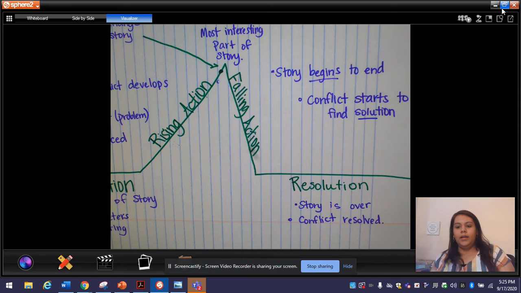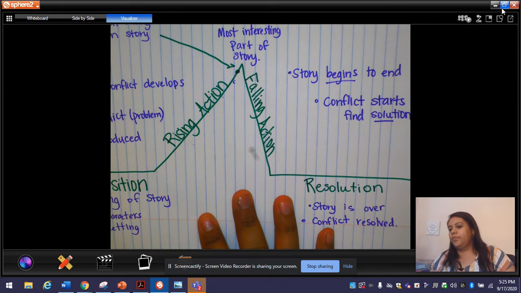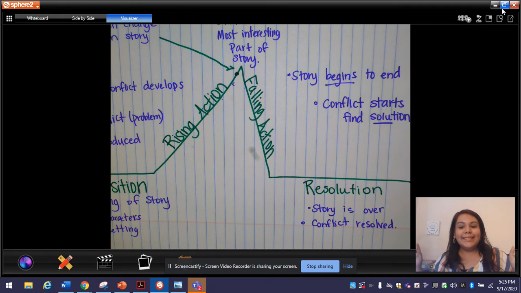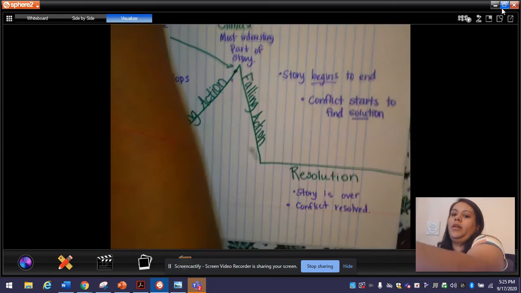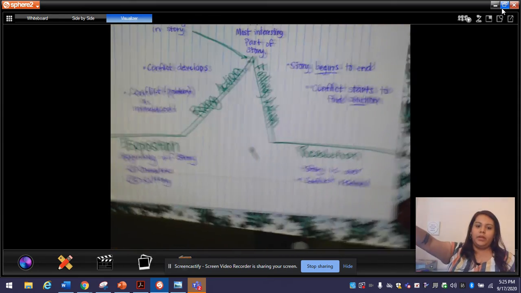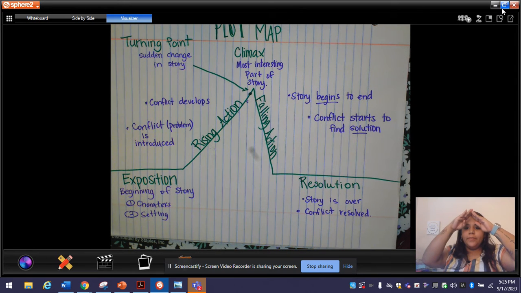Okay, and that's it. So that is our plot map. Those are the notes. Once again, pause it if you need to. Okay, just a quick review. We have our plot map. We have our exposition, the beginning of the story. We have the rising action. We have the turning point. We have the climax. We have the falling action. And we have the resolution.